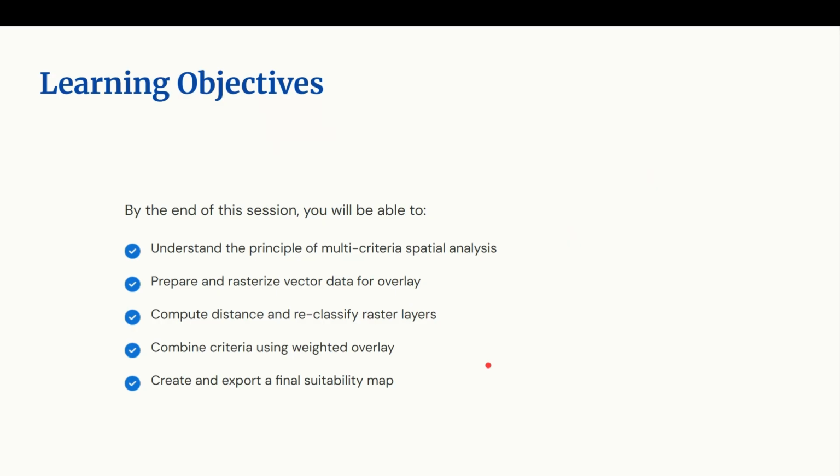The learning objective of this particular session is that by the end of this session, we will be able to understand the basic principles of multi-criteria spatial analysis, to prepare and rasterize the vector data for overlay, compute the distance and reclassify the raster layers, combine criteria using weighted overlay, and export a site suitability map that can be directly utilized in any type of reports.